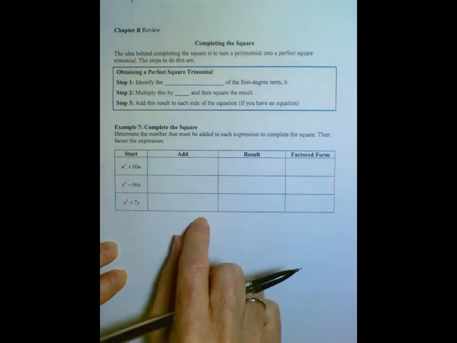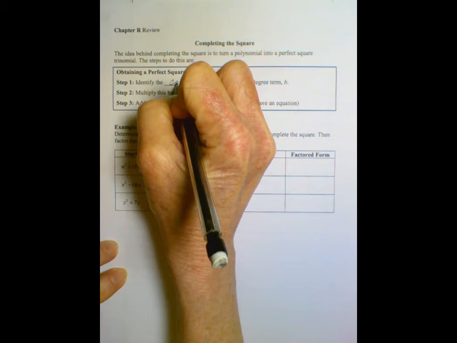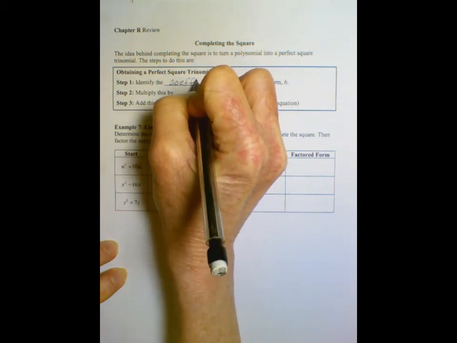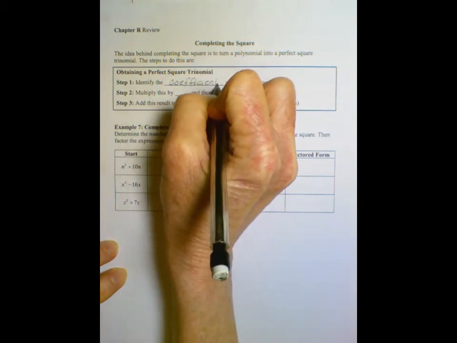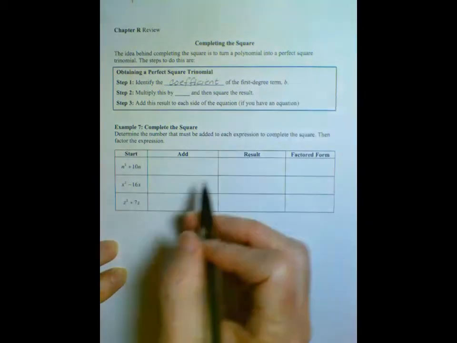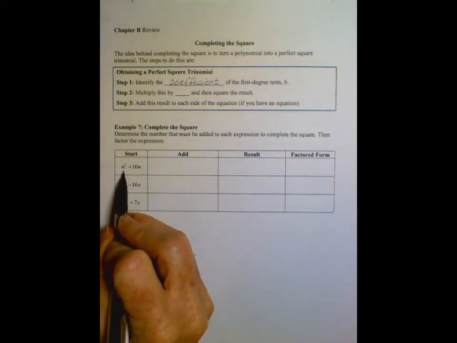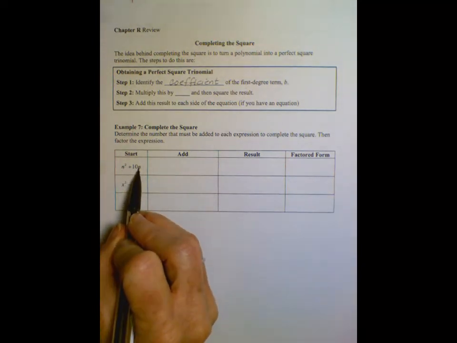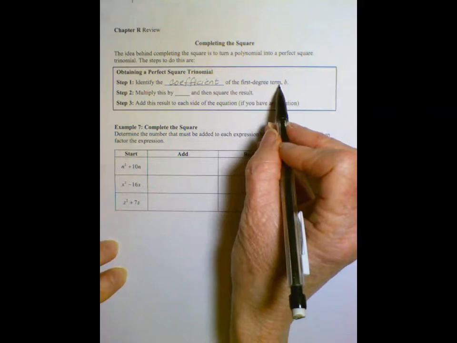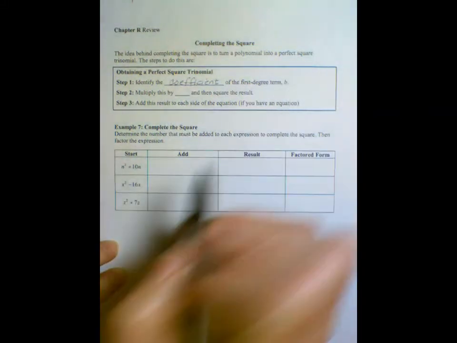Okay, so we want to identify the coefficient of the first degree term, which is b. So in a trinomial, let's look at this example here. n is to the second power. It's the second degree term. Here, in the next term, 10n, n is to the first power. It's our first degree term. So 10 would be b in that example. That's what they mean by that.